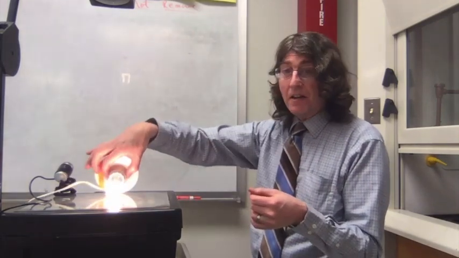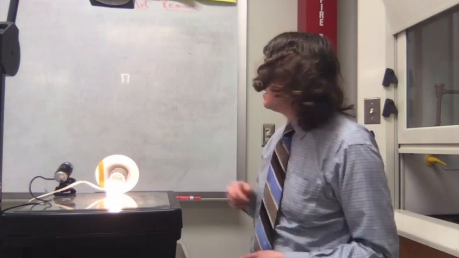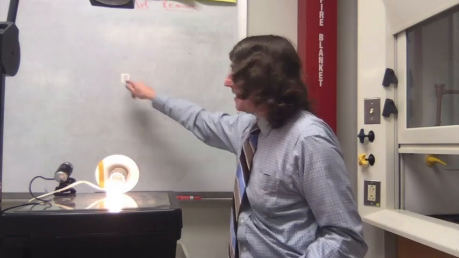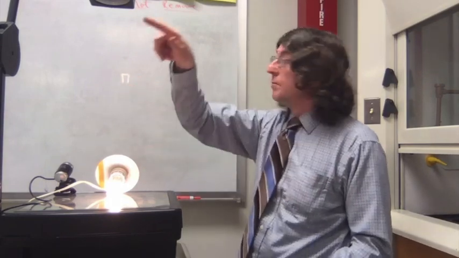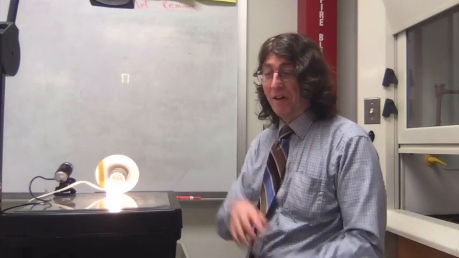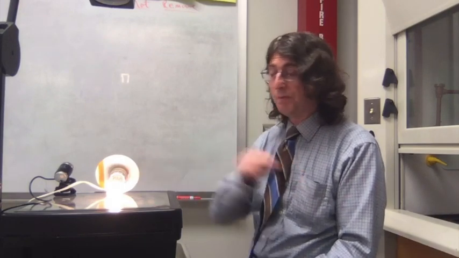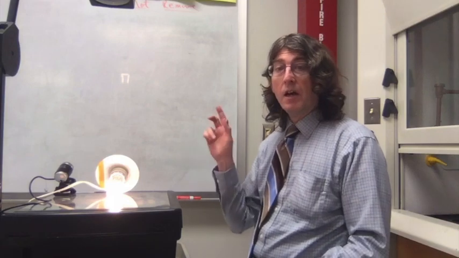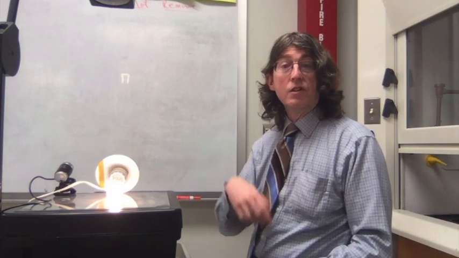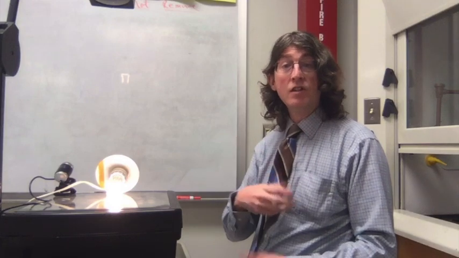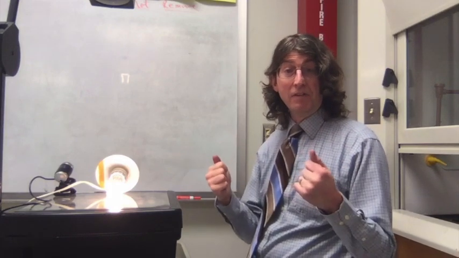And if I set this down on the overhead projector like this, you can see that it makes an image of the filament projected onto the screen here from the overhead projector. Now, I have not turned the overhead projector on at all. The only light going through the overhead projector is from this light bulb right here. What I'm going to do next is turn on the overhead projector and we'll see what happens to the image of the filament of the light bulb.